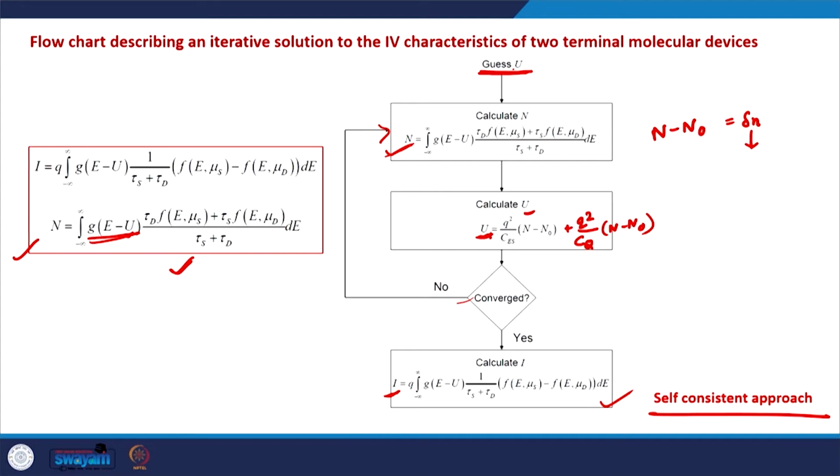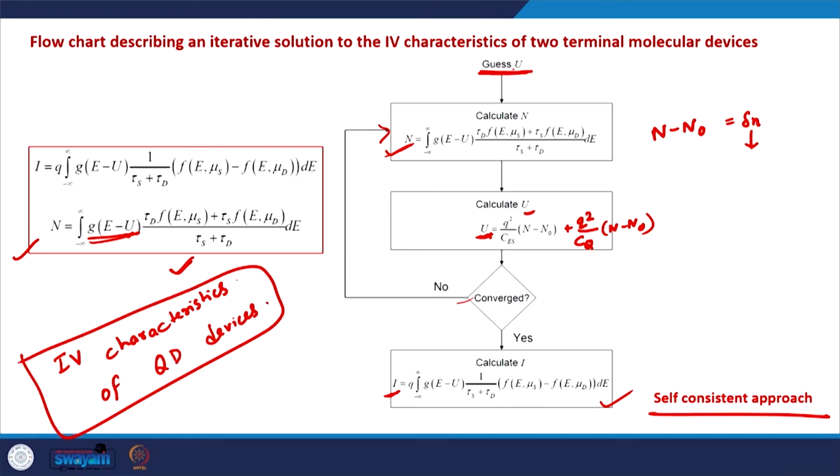And this essentially completes our calculation of IV characteristics of the quantum dot devices. Okay. So I would again recommend you to go back and derive these two equations from the contact current and the molecule current, and then this iterative or self-consistent approach will give us the final solution of the steady state current and the steady state number of electrons in the system.